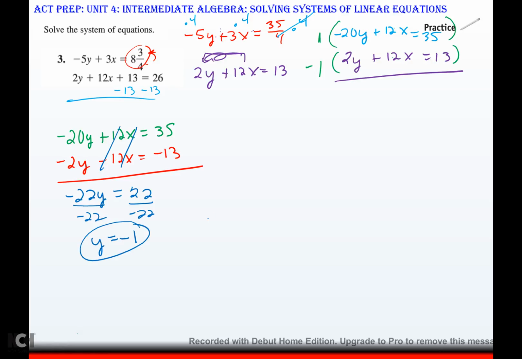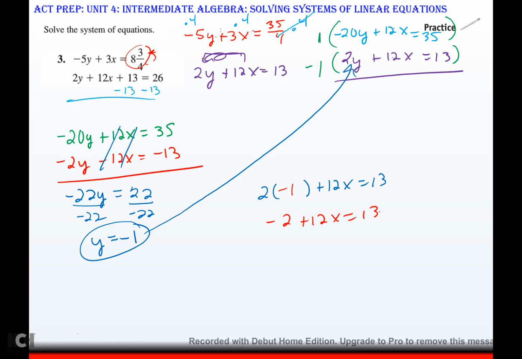So to find x, I'm going to substitute it into one of my originals, and I'm going to go to that one. So I have 2 blank plus 12x equals 13. And I'm going to put negative 1 in the blank. And that's going to give me negative 2 plus 12x equals 13. Add 2. 12x equals 15. Divide by 12 and reduce, and you get x equals 5/4.